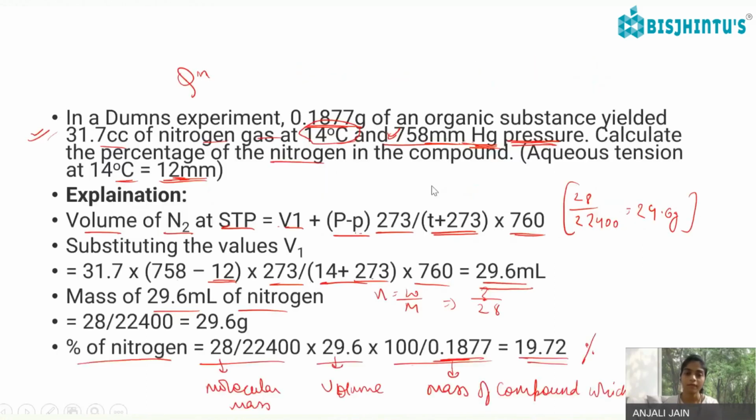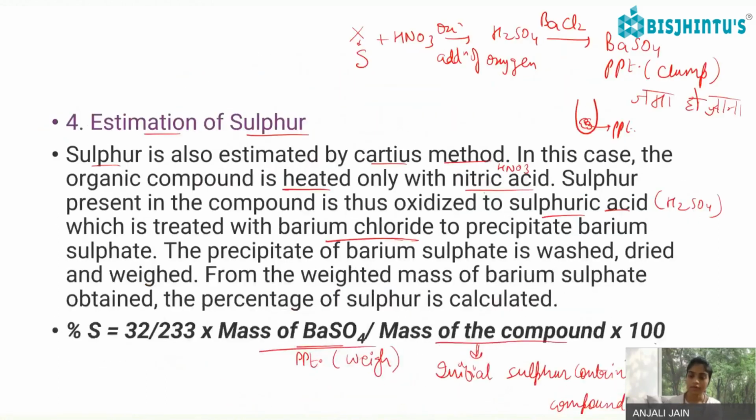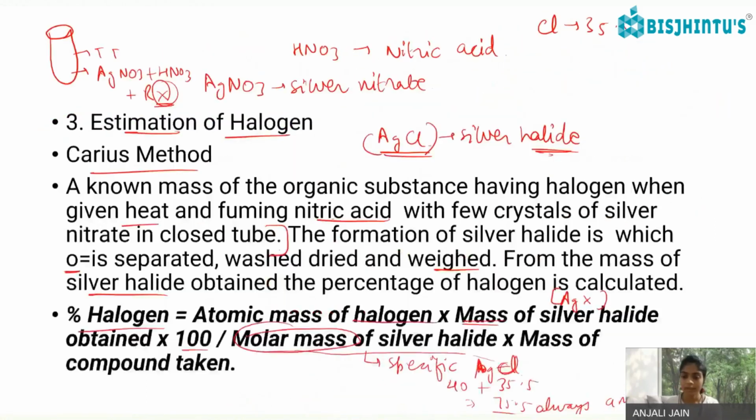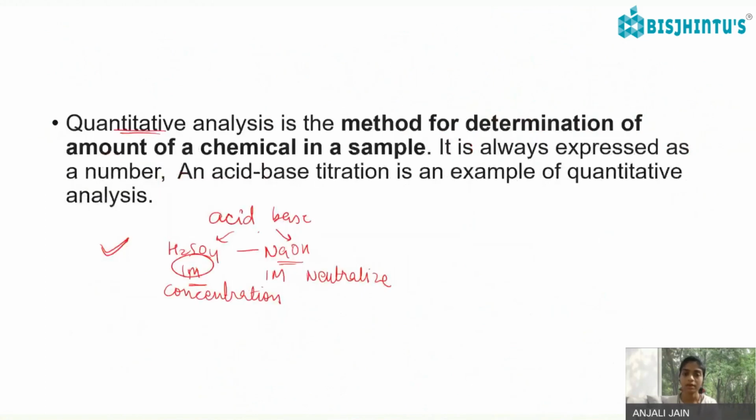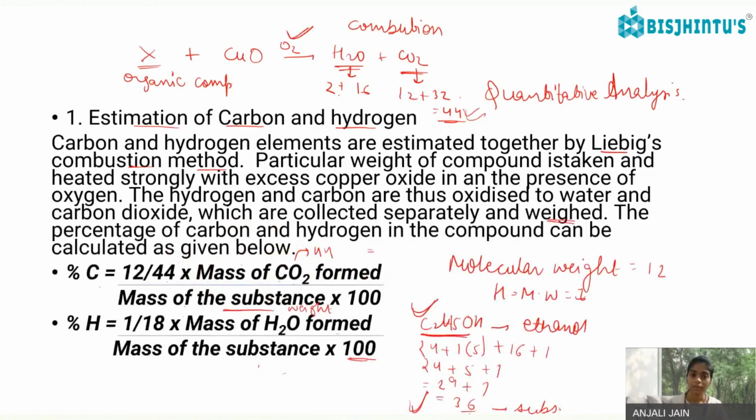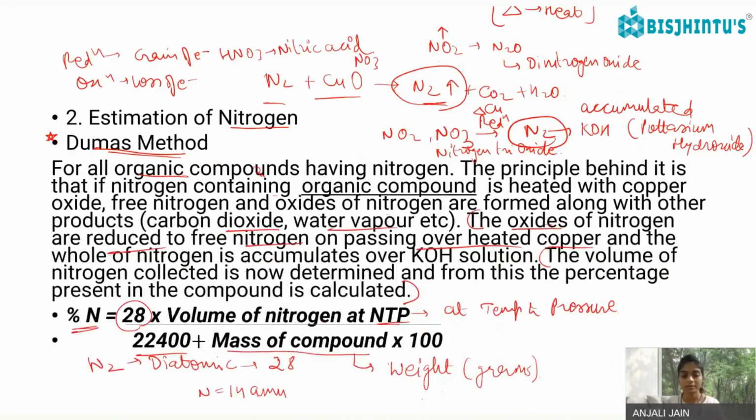So I think this qualitative research is also clear to you, like the qualitative method of estimation of organic compounds and the quantitative method of estimation of organic compounds. Here quantitative methods include Kjeldahl's method, which is very important, and the combustion method, Liebig's method, are also very important. Dumas method is for the estimation of nitrogen. Hope this is clear.